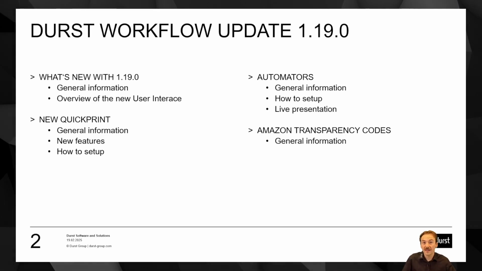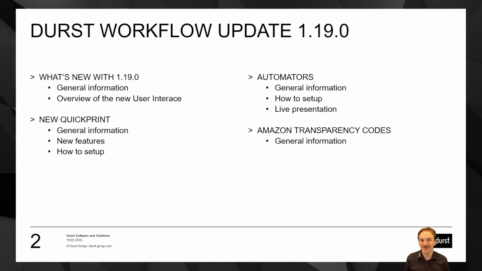Then, what's also brand new is the new Quick Print. This replaces the all-beloved post-print job every one of you knows. And yeah, it's also working a bit differently, but it has a lot of nice new features. So I'm going to show you that, of course, too. The next step, we have a new function. It's called Automators. Also here, some general improvements, how to set up, and also a small live presentation of how it's going to work. And last but not least, the Amazon transparency codes, some general information. Good.